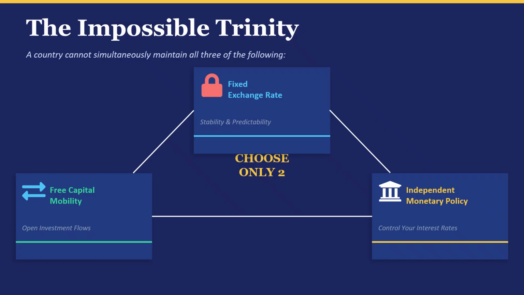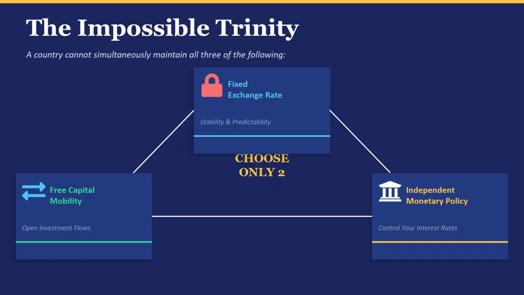Fixed exchange rate, free capital mobility, and independent monetary policy are all things a country would like to have simultaneously. Number one, because a fixed exchange rate is stable, predictable, and there's no nasty surprises for businesses. Number two is the free capital mobility. Money can flow in and out freely, which would attract investments. And independent monetary policy allows you to set your own interest rates based on your economy's needs.